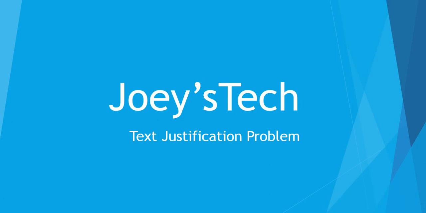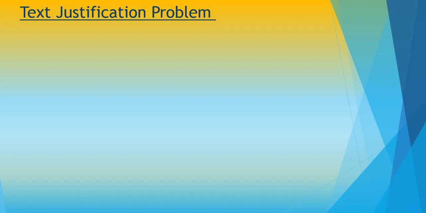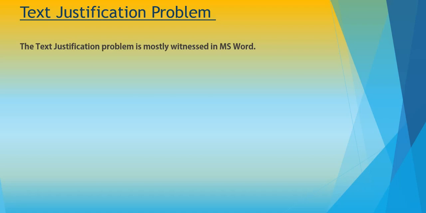Now let's move to the problem. The text justification problem is mostly witnessed in Microsoft Word. While you are typing in Microsoft Word and you have the end margin set, you must have noticed that Microsoft Word automatically adjusts your line ending, and once you type the paragraph, the entire paragraph looks very neat and very properly arranged. The words are properly arranged in each and every line.